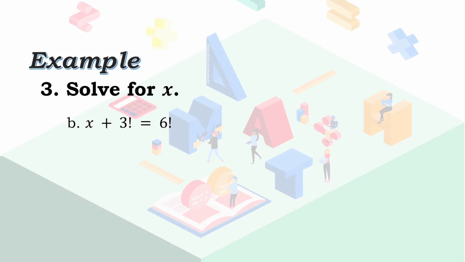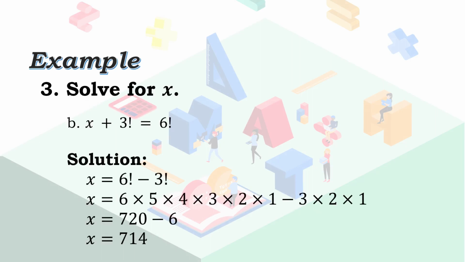For letter B, we have x plus 3 factorial equals 6 factorial. By APE, or addition property of equality, we have x equals 6 factorial minus 3 factorial. Then we get the value of each factorial, which is 6 factorial is 720 and 3 factorial is 6. Then we subtract. 720 minus 6 is 714. So our answer is 714.